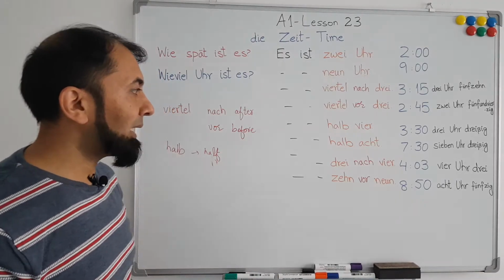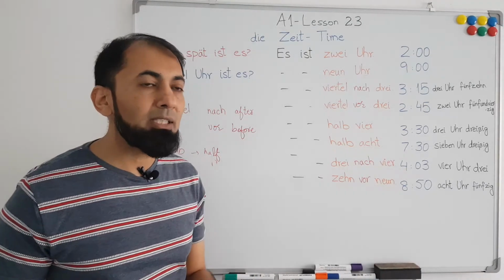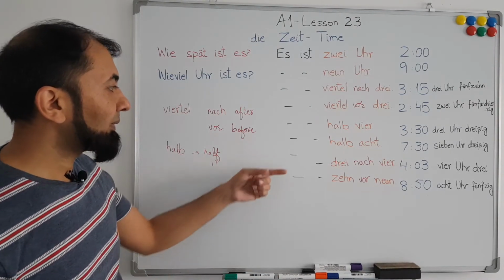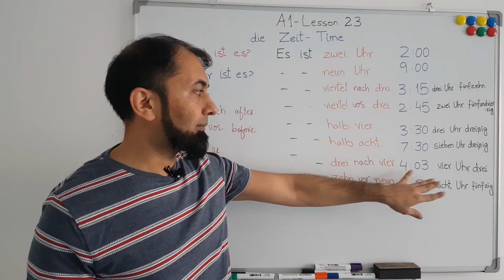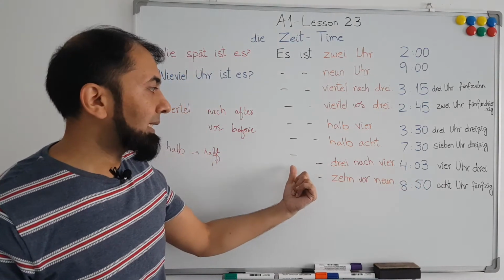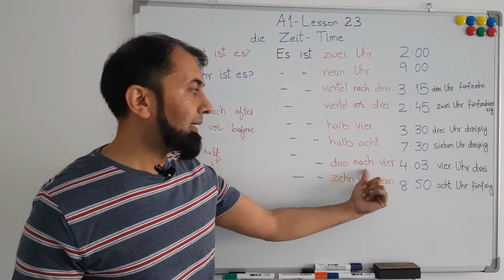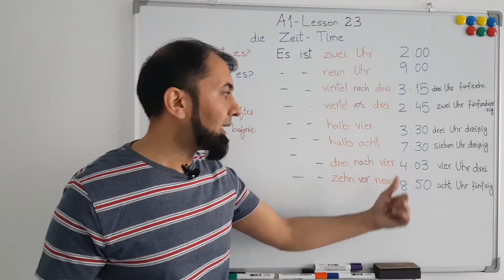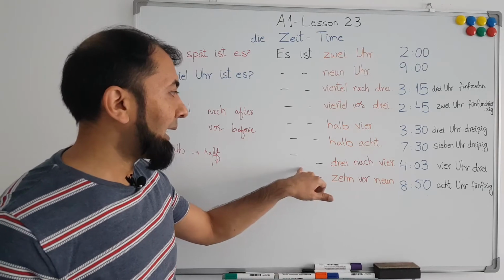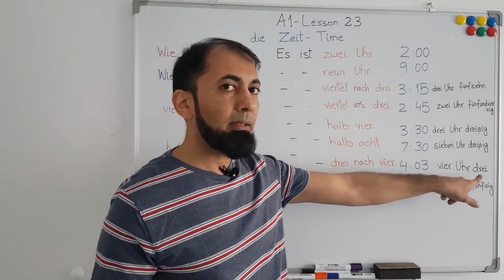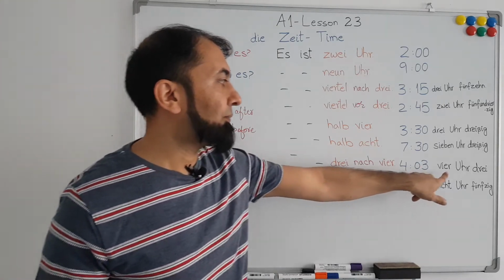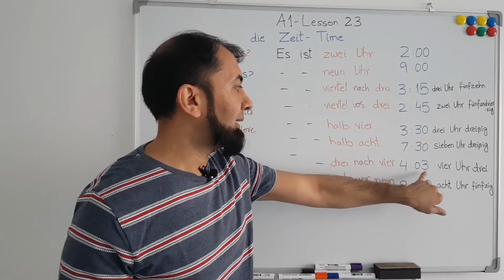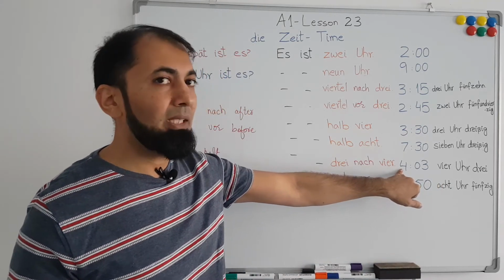The next example is regarding when it's, for instance, 3 minutes past 4 or 5 minutes past 9. How can we say it? For example, for 3 minutes past 4, we can say: Es ist drei nach vier. Or you can say it: Es ist vier Uhr drei. Es ist drei nach vier.